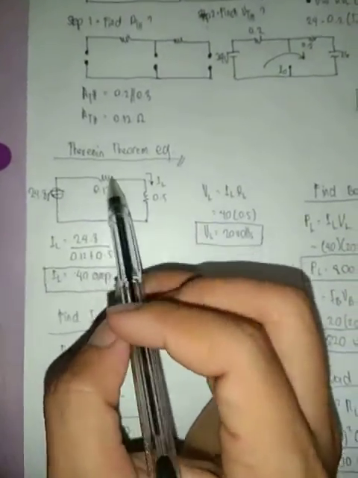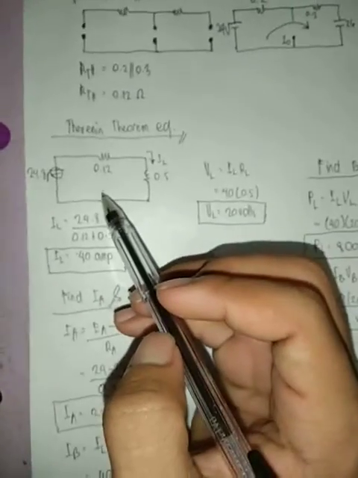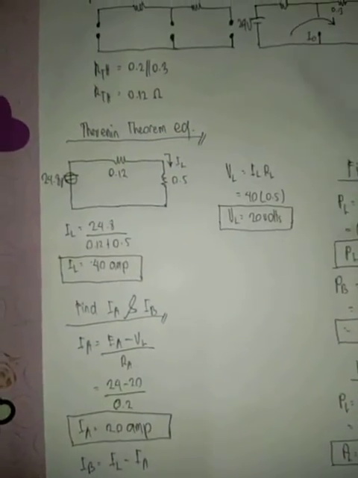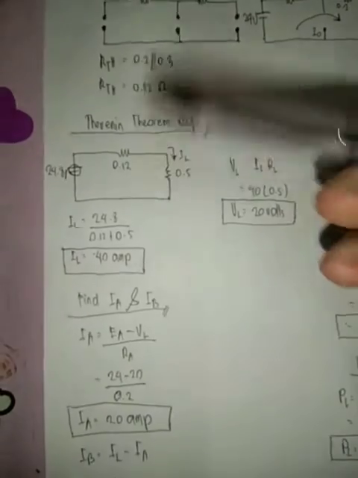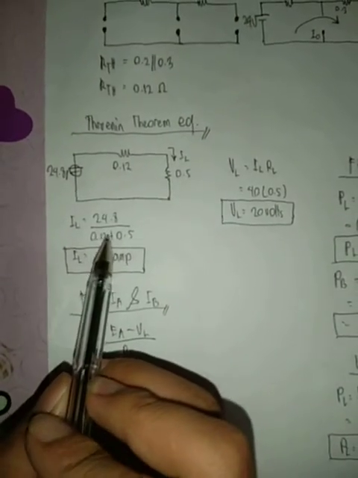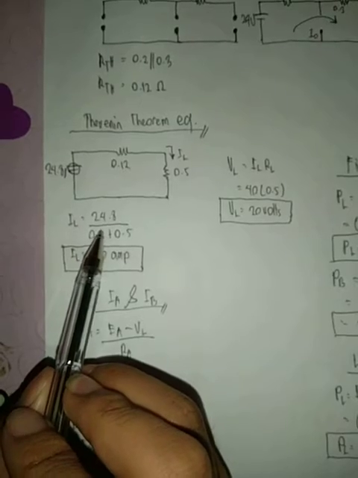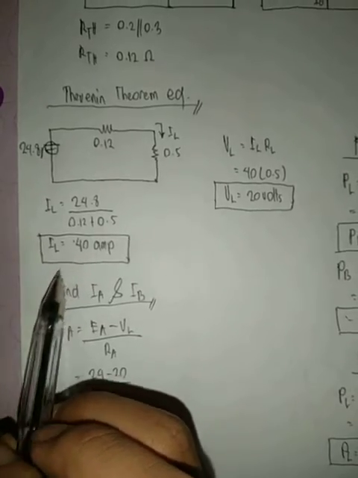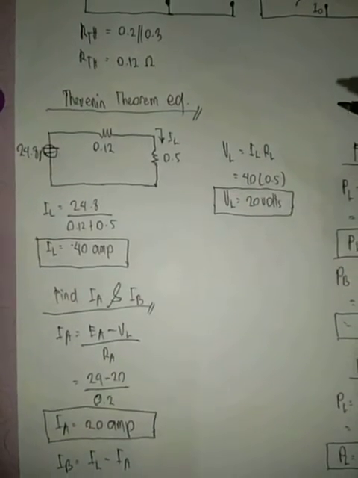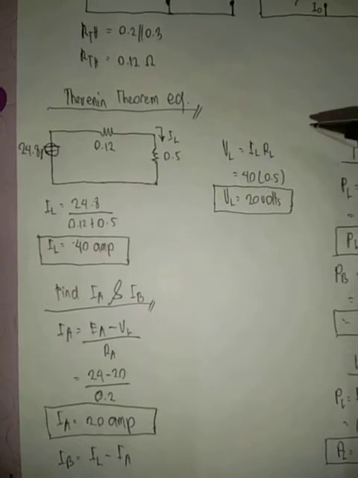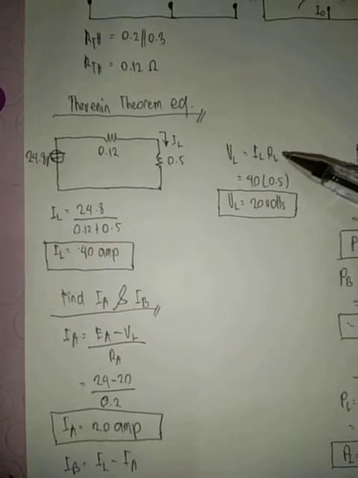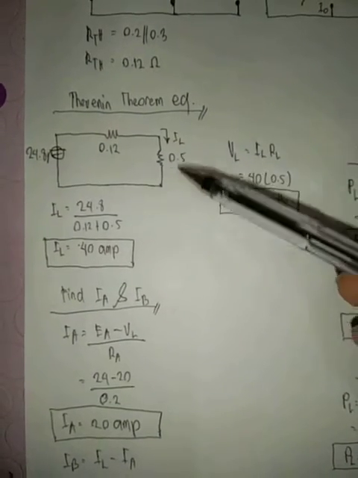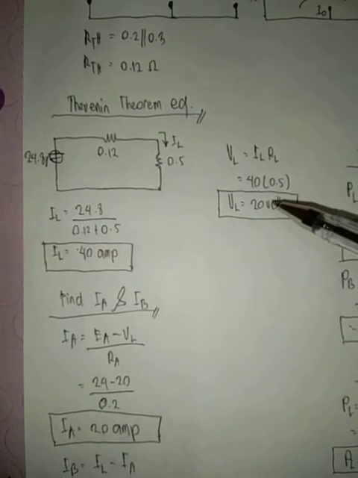Then the RTH of 0.12, then the RL of 0.5. To get the IL, use the current divider rule formula: 24.8 over 0.12 plus 0.5. So the IL is 40 amps. How to get the voltage load? The formula of voltage load is IL times RL. Our IL equals 40 amps, and RL equals 0.5. So times that, 20 volts.